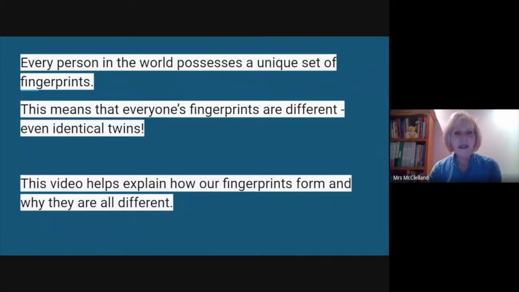Next, there's going to be a video to explain how our fingerprints actually form and why they are all different.